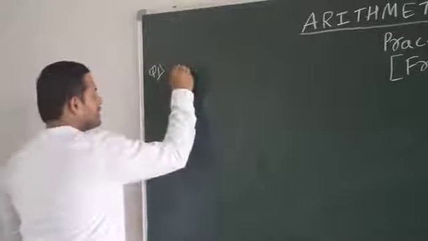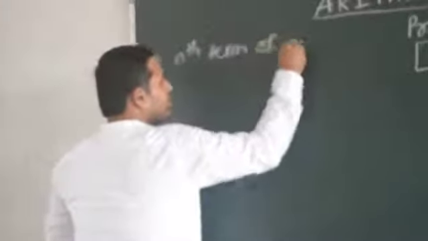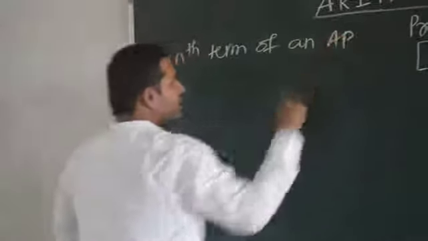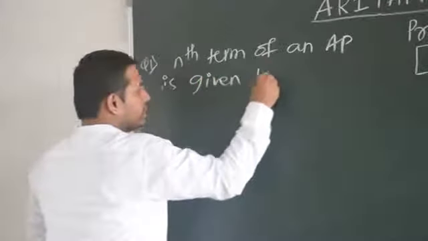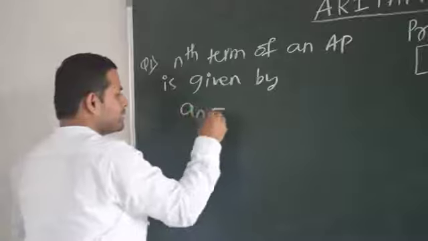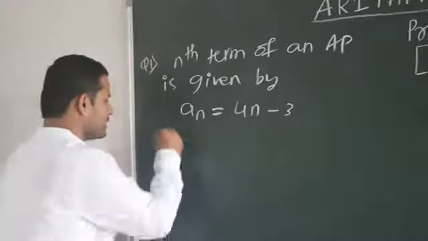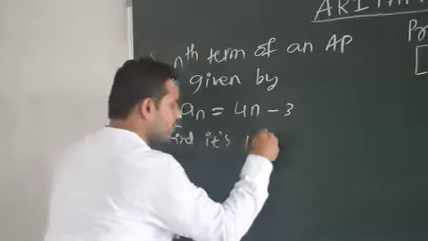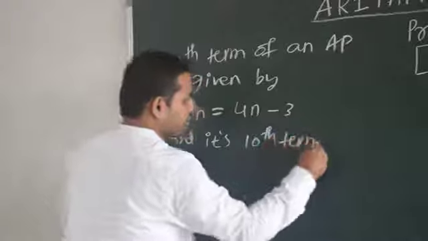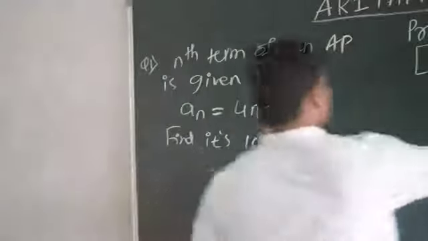Nth term, write down this question. Nth term of an AP is given by an is equal to 4n minus 3. Find its 10th term. Write down this question. This is a new question to you, but usually this kind of question repeats.